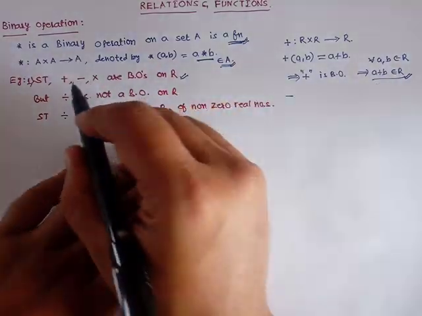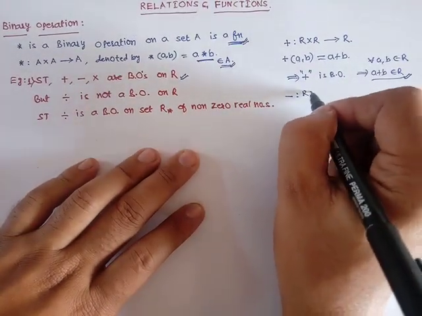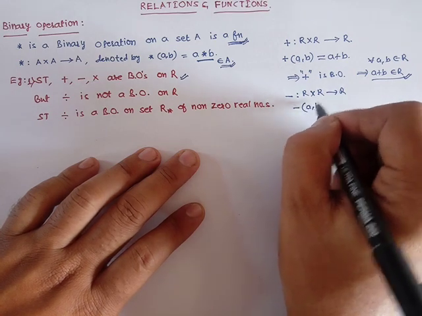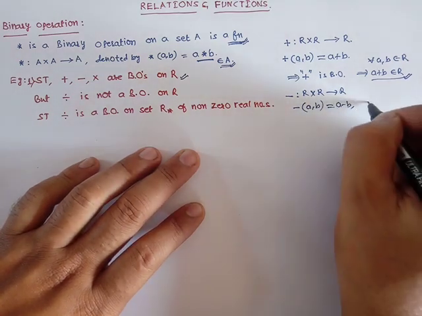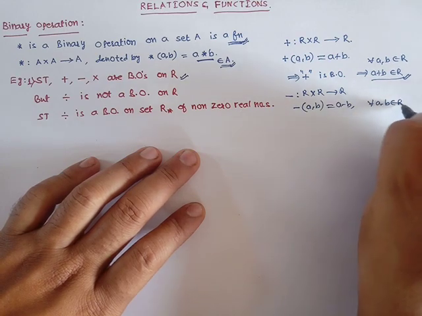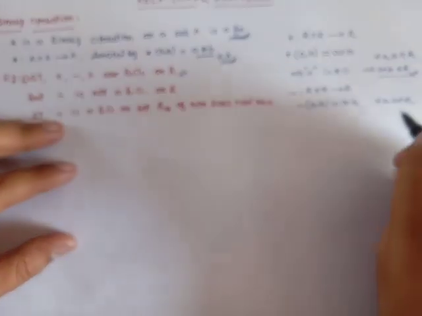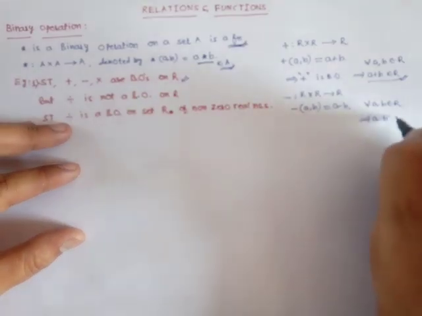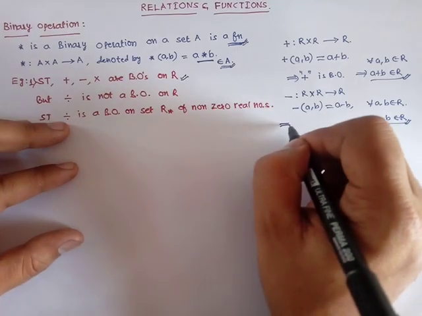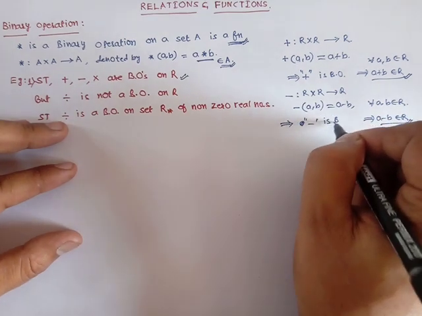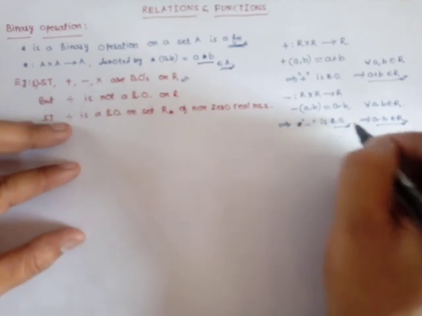In the same way, subtraction is taken from R cross R tending to R. So minus of A comma B is equal to A minus B. For all A comma B belongs to R, which are the elements taken from the real number system, this A minus B also belongs to the real number system. So this implies subtraction is also a binary operation.